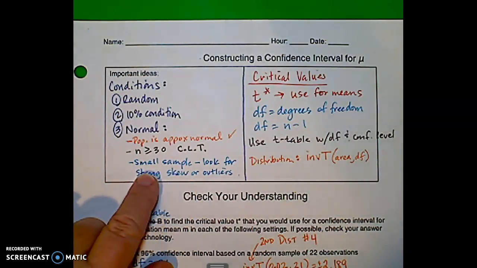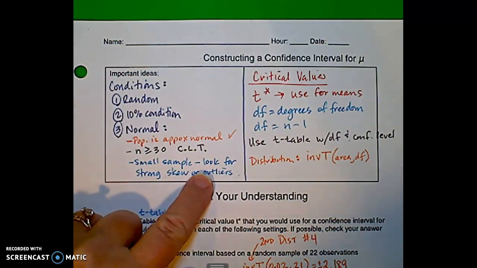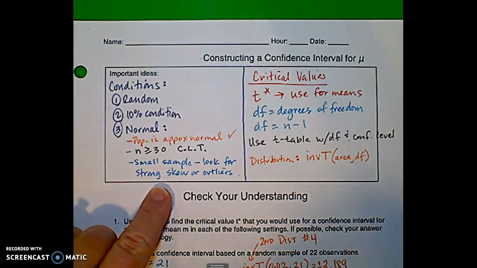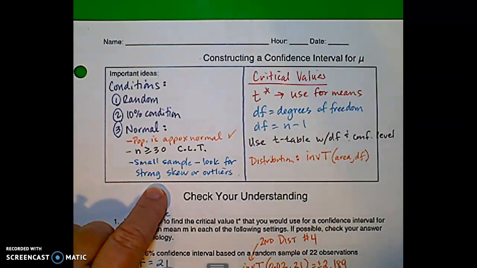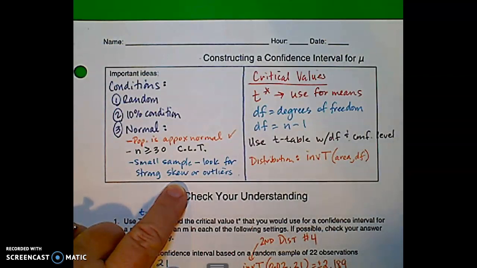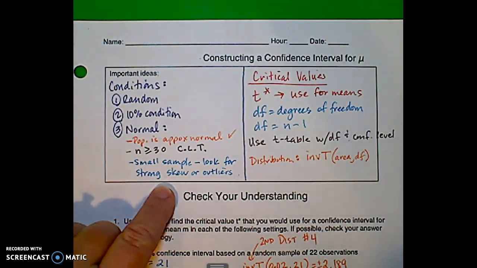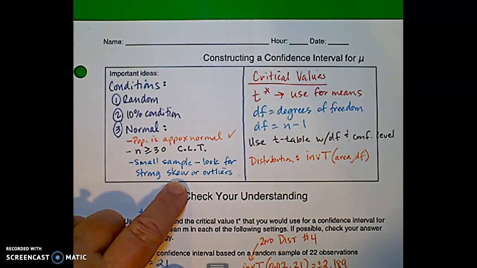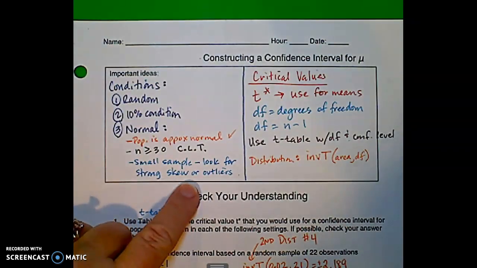If you had a smaller sample, you should look for a strong skew or outliers. Actually, you should take all your data and graph it and see if it looks approximately normal. If there is a strong skew or there are outliers, you probably shouldn't use this method, or you could take out some of the data values, explain why you're taking them out, make sure it makes sense to do so, and then run it without those outliers.